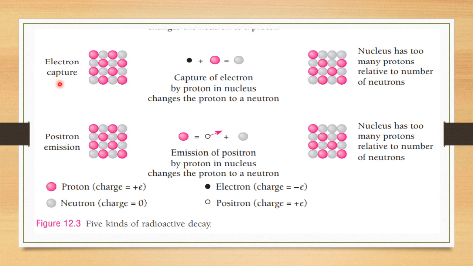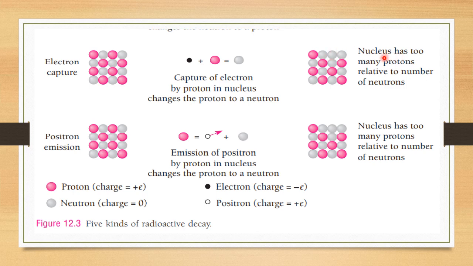Next is the electron capture. So this is our original nucleus. So an electron is captured by the proton. It changes into a neutron. Okay. Capture of an electron by a proton in the nucleus changes the proton to a neutron. So if you consider this proton, here it will be this one. It just changes into a neutron.